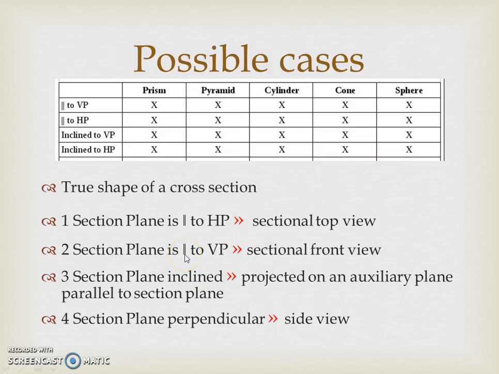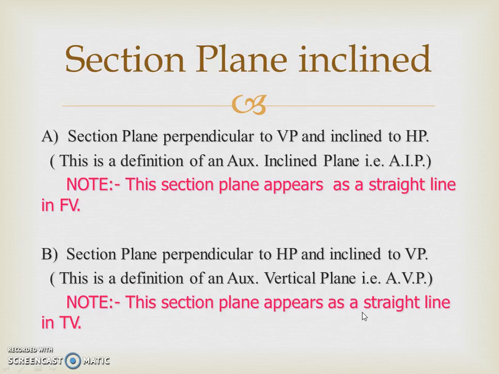Similarly, if the section plane or cutting plane is parallel to VP, we can see the true shape in the front view. If the cutting plane is inclined, then we have to draw a plane parallel to the cutting plane. In that plane, we can see the true shape of the section. If the cutting plane is perpendicular to HP or VP, we can see the true shape of the section in the side view.